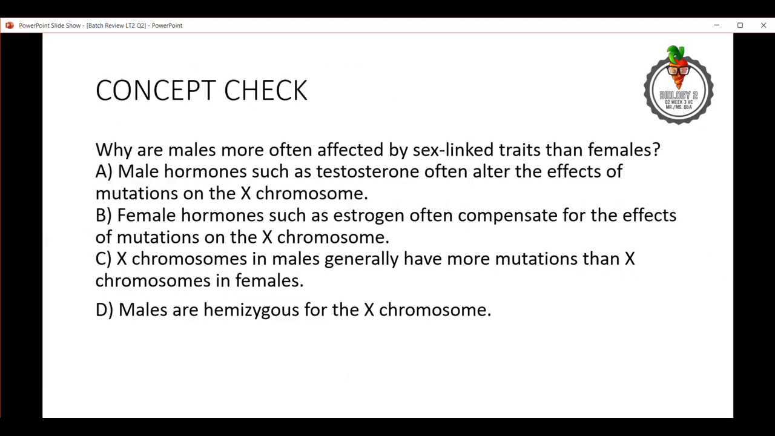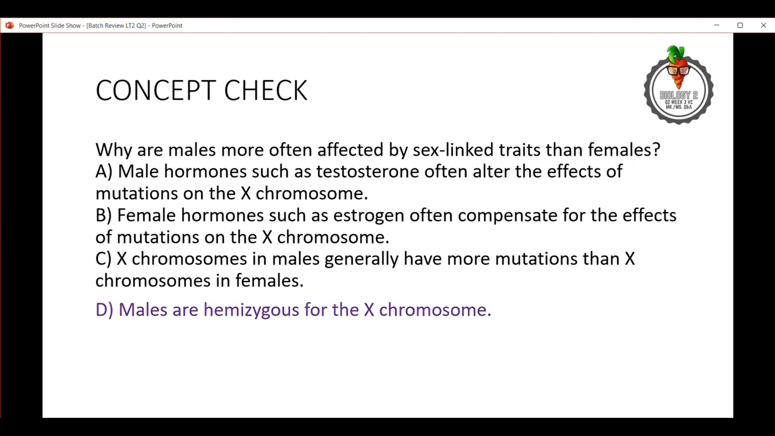Let's answer some questions. Why are males more often affected by sex-linked traits than females? We have answered this beforehand. Male hormones such as testosterone often alter the effects of mutation on the X chromosome. Female hormones such as estrogen often compensate for the effect of mutation. X chromosomes in males generally have more mutations than females, or males are hemizygous.